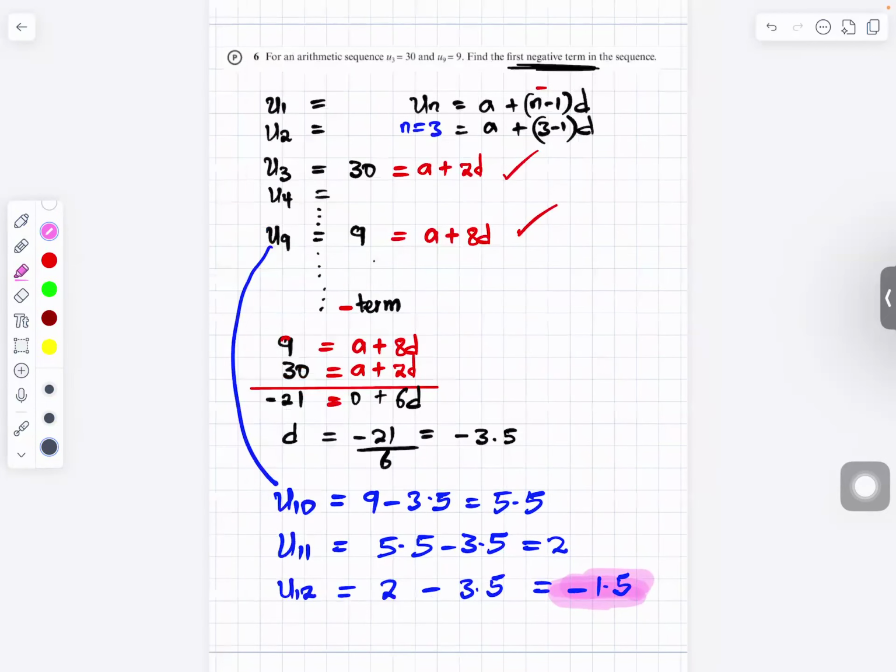Does that make sense? Yeah. So that's one way to do it. Or you can solve the inequality when it is less than 0.